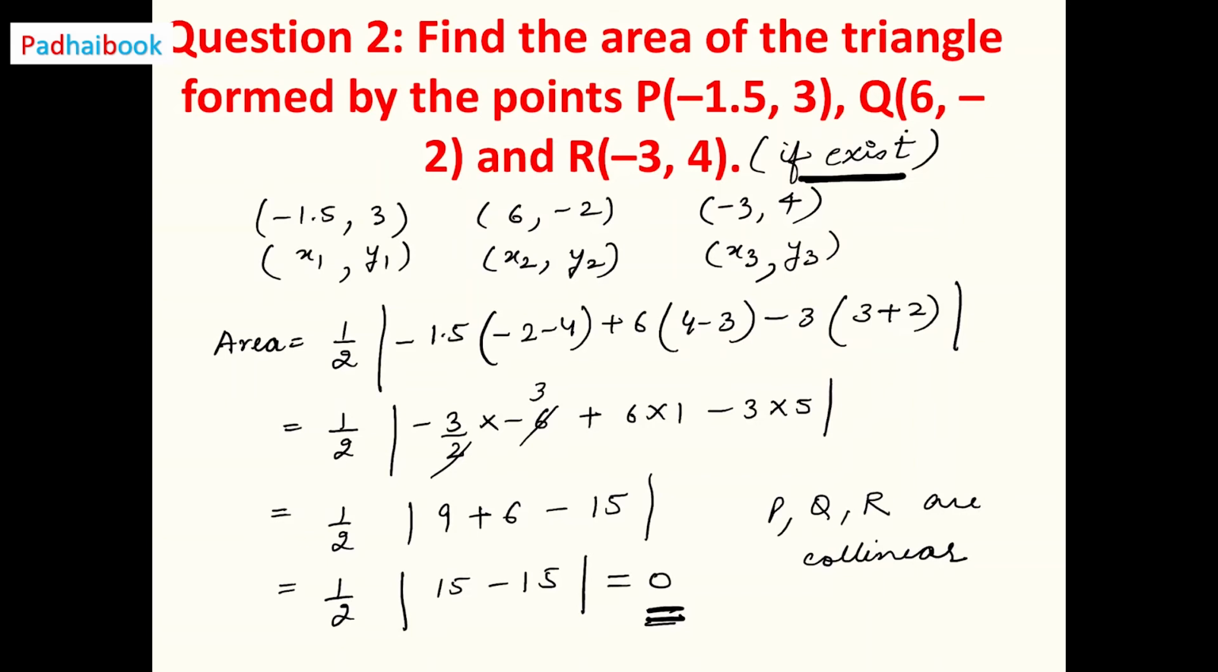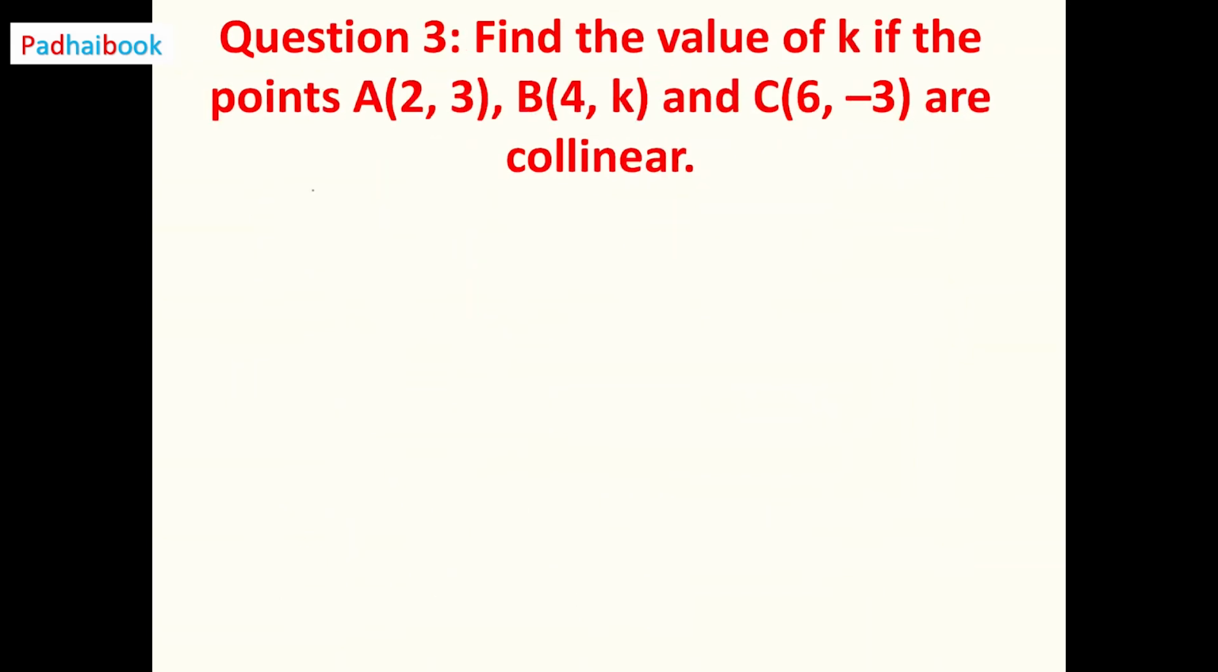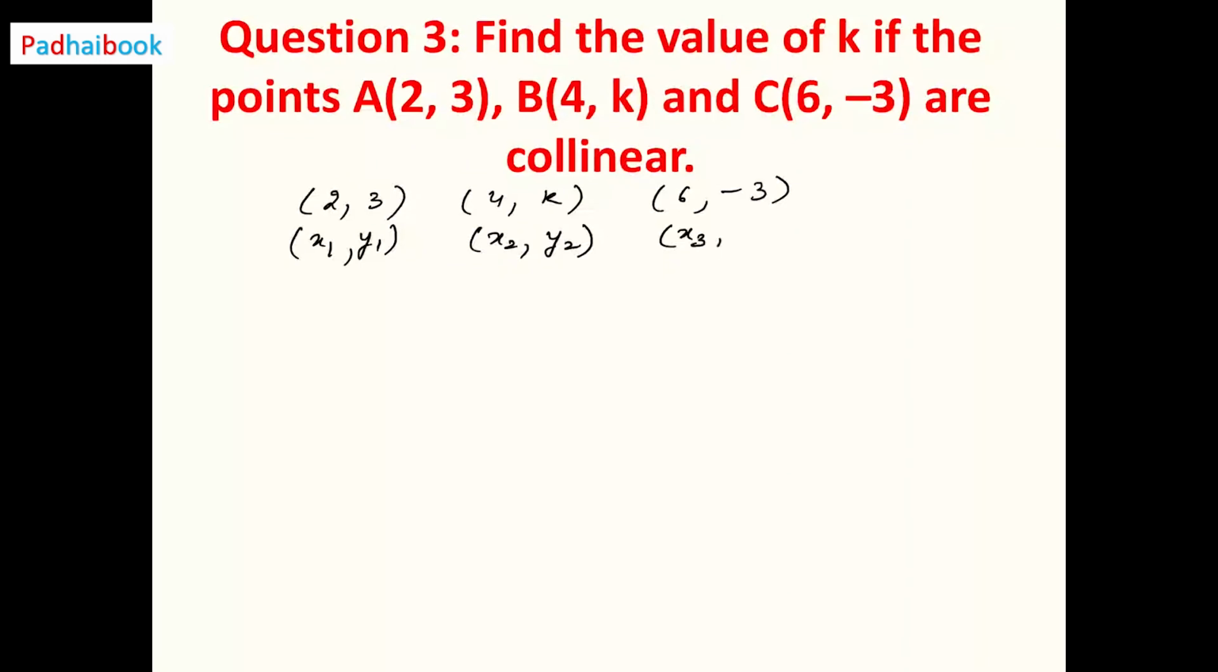So we move to the next question now. Find the value of k if the points are collinear. See, you are already given that the points are collinear. That means the area of the triangle formed by these 3 points will be equal to 0. So (6, -3). So here I have x1, y1. Just for your convenience you can write it. If you can do it directly, no problem in that. You can write directly also.